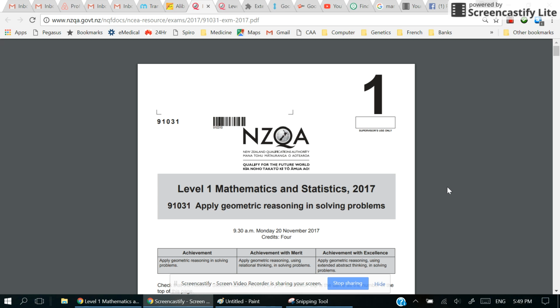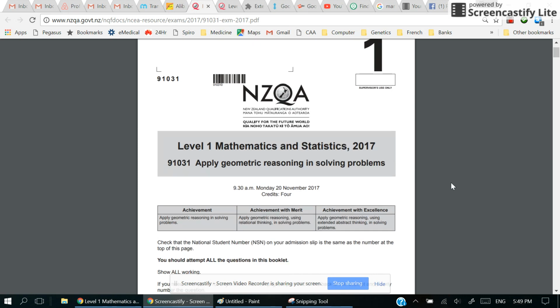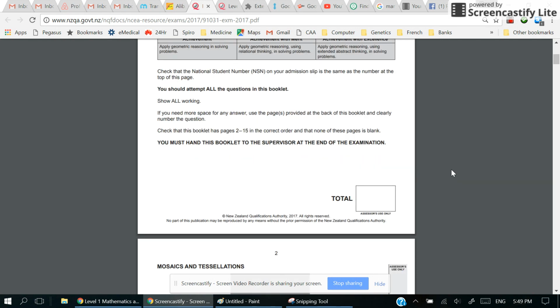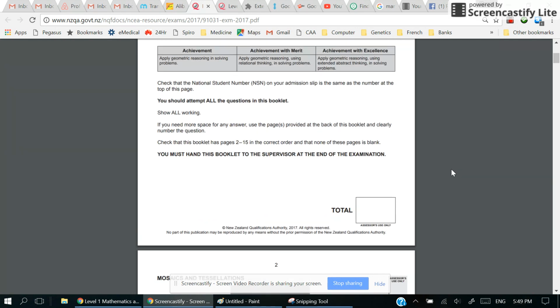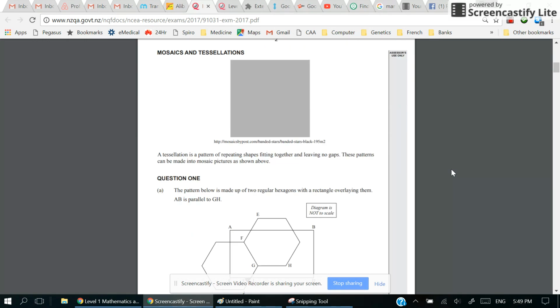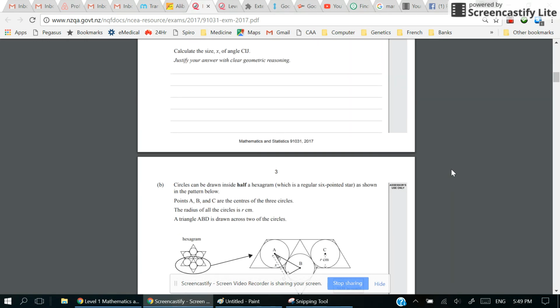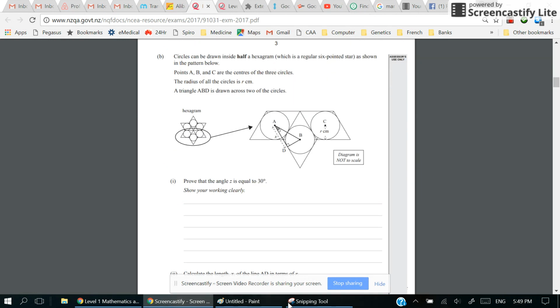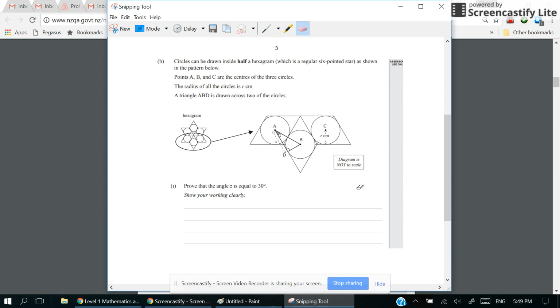Hi there, back to the NZQA Level 1 Mathematics 2017 solutions. What I'm trying to do is provide you with how to solve these problems just using simple things that you've learned at the Level 1 stage. So here we're back to question 1b.